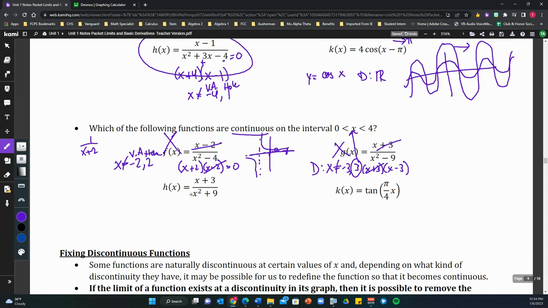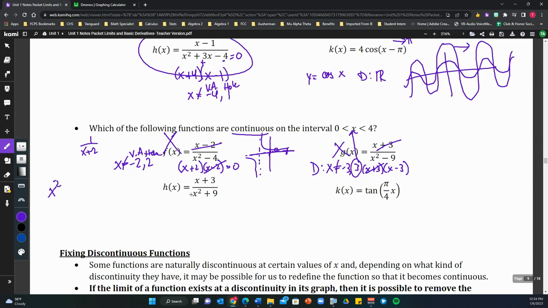But h of x, x plus 3 over x squared plus 9, this one is always a tricky one. Remember, there is no factoring method called sum of squares. There is a difference of squares technique and a sum of cubes, but there is no sum of squares. And that's because this guy isn't factorable.